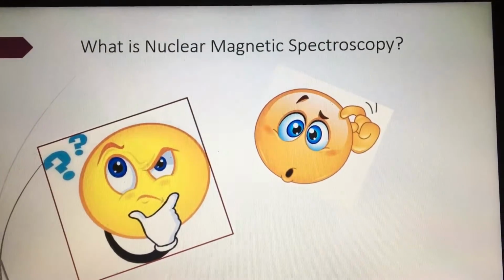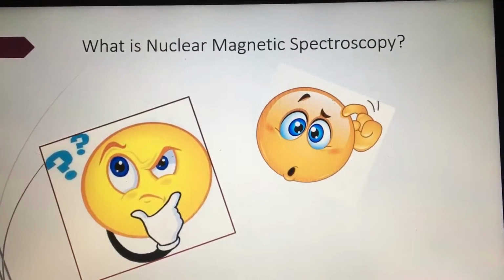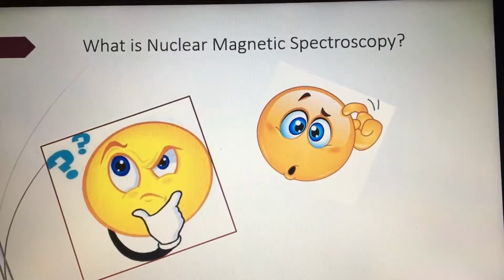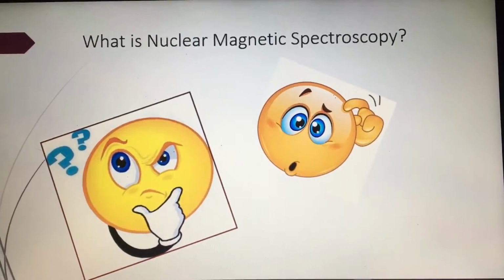Nuclear magnetic resonance, or NMR as abbreviated, is a phenomenon which occurs when the nuclei of certain atoms are immersed in a static magnetic field and exposed to a second oscillating magnetic field.